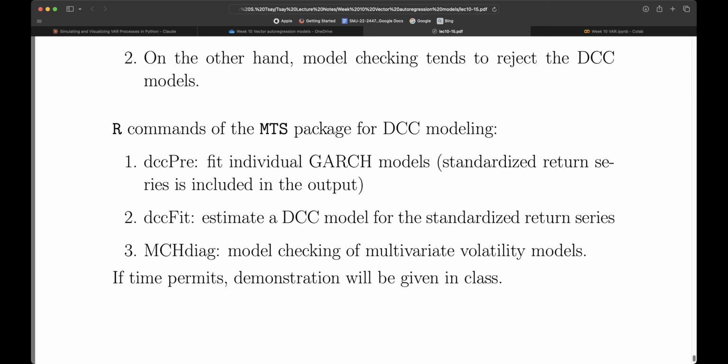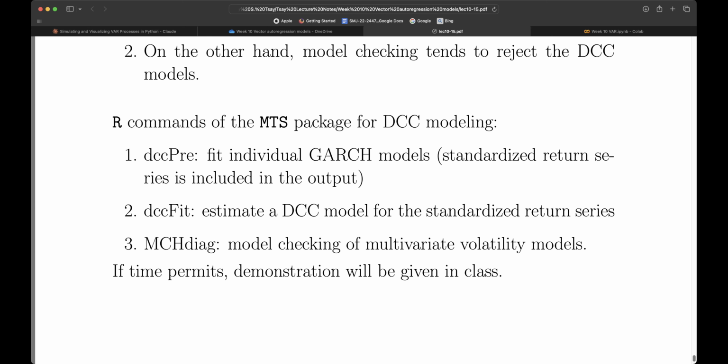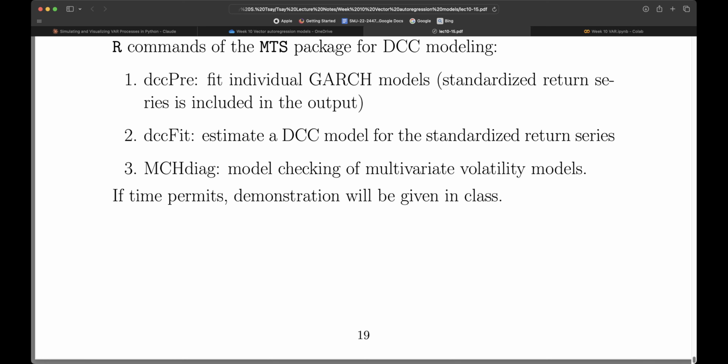The commands of the MTS package for DCC modeling: dccPre fits individual GARCH models and standardizes the return series, including the output, and dccFit estimates the DCC model for the standardized return series, and MCHdiag does model checking of the multivariate volatility model. If time permits, a demonstration will be given in class. It is an advanced topic, so I'll skip this part.